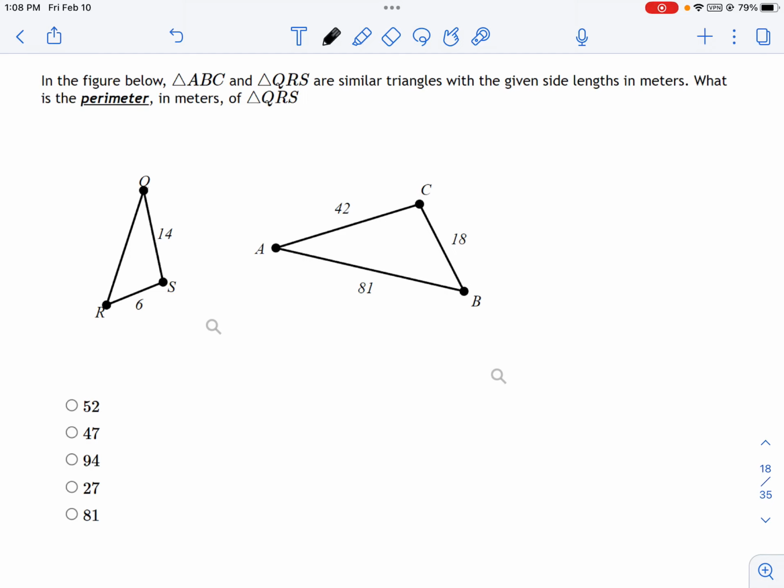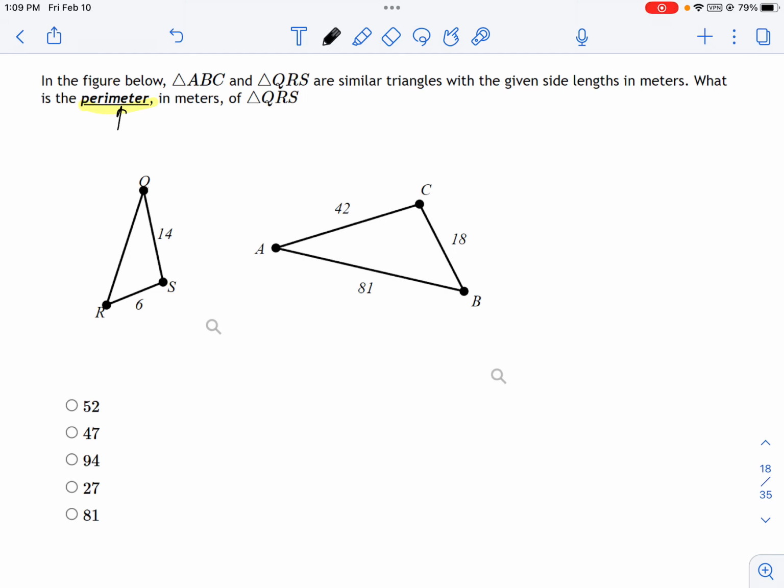So, it says in the figure below, triangle ABC and QRS are similar triangles with the given side length in meters. And then it says, what is the perimeter in meters of triangle QRS? Okay, very important that you read your directions on this one because you're not just solving for the missing side, you'll need to know it, but on top of that you'll need to find the perimeter, which hopefully you remember is just the sum of all sides added up together.